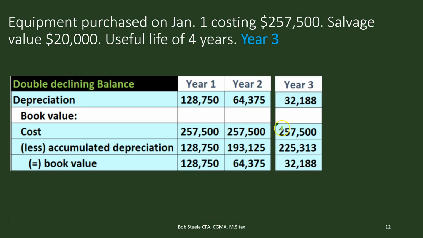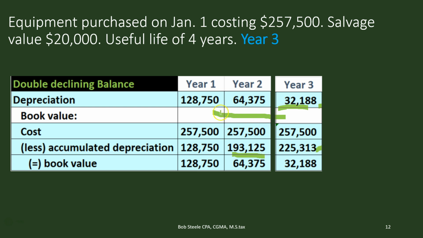Year 3 looks like this. Depreciation is now, of course, going down. It's front loaded. At the end of the day, it'll be the same as it was in the straight line, but you can see that through the period of the 4 years in this case, it is much different. The cost remains the same, and the accumulated depreciation is now the prior year accumulated depreciation plus the current year's depreciation expense to get the 225,313.